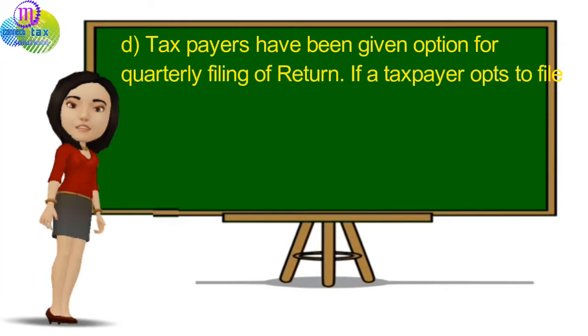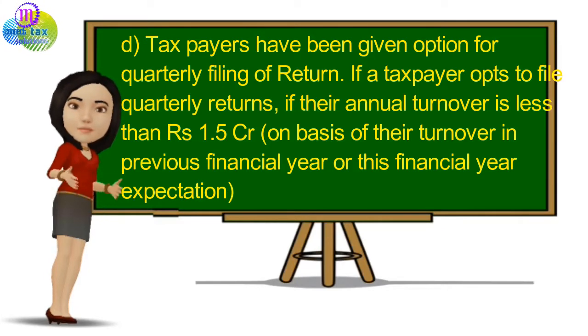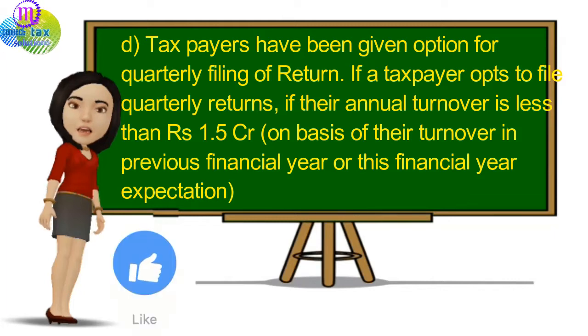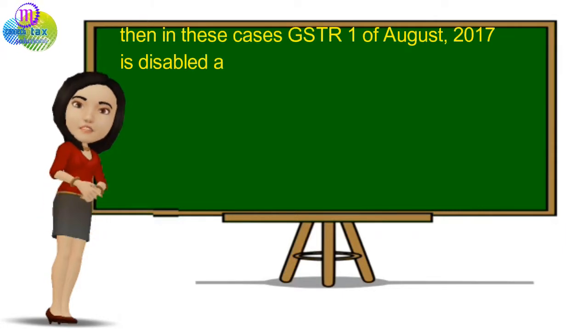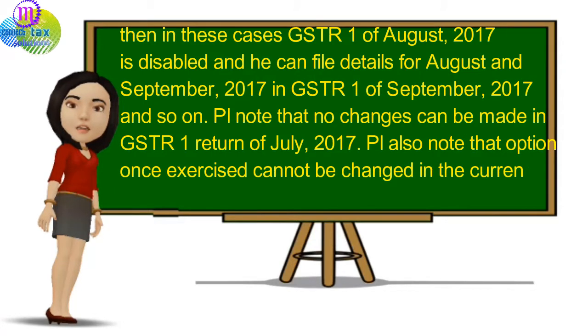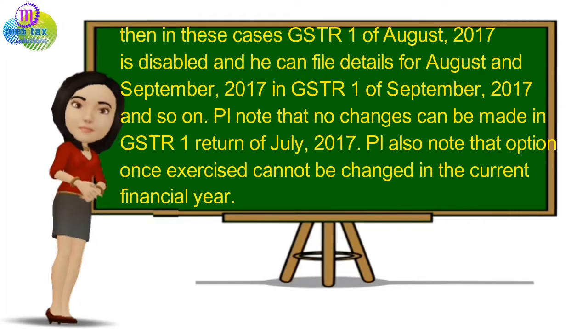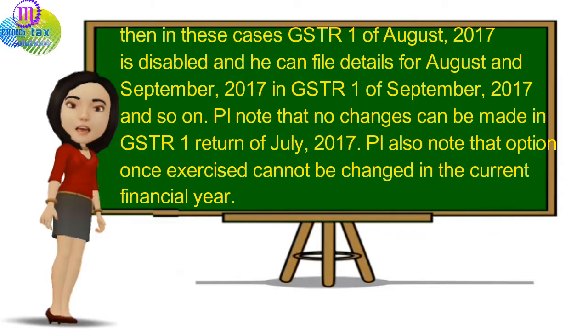D. Taxpayers have been given the option for quarterly filing of return. If a taxpayer opts to file quarterly returns, if their annual turnover is less than Rs 1.5 crore, on the basis of their turnover in the previous financial year or this financial year's expectation, then in these cases GSTR 1 of August, 2017 is disabled and they can file details for August and September, 2017 in GSTR 1 of September, 2017 and so on. Please note that no changes can be made in the GSTR 1 return of July, 2017. Please also note that the option once exercised cannot be changed in the current financial year.